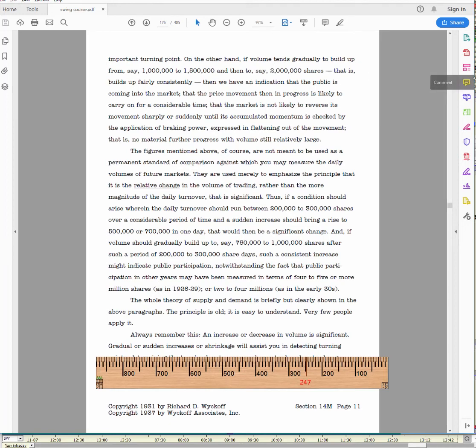Again, he's making a point about a temporary, sudden increase. A sudden increase in volume is not good. A gradual increase in volume means that the public is participating as price is going, and you can expect it to gain momentum, because the gradual increase in price and volume is public participation.